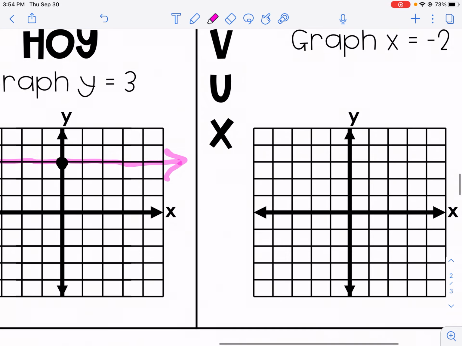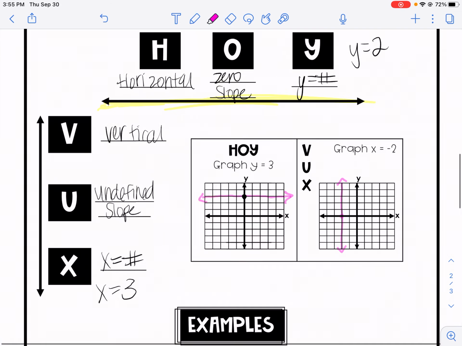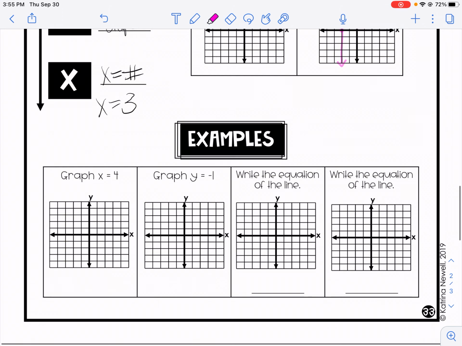And then we'll do a similar thing for my vertical, okay? X is -2, so we're going to go on the x-axis to where x is -2 right here, and it's a vertical line. And that is it. Those are my favorite to graph. They're super easy.